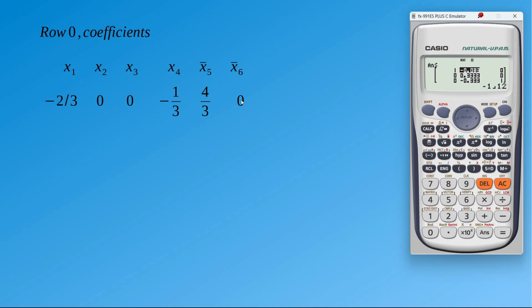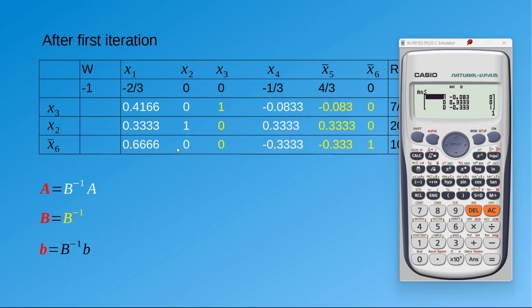So we know this is not the optimal solution. That is, after first iteration, we are not going to get the optimal solution. You have to do further iterations. Why? Because you have negative minus 2 by 3 and minus 1 by 3 in row 0. So after the first iteration, you have the table which is on your screen.